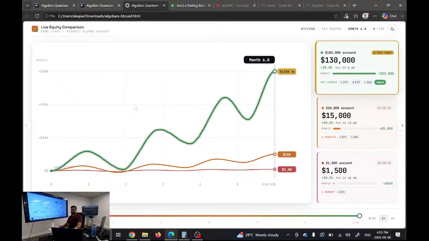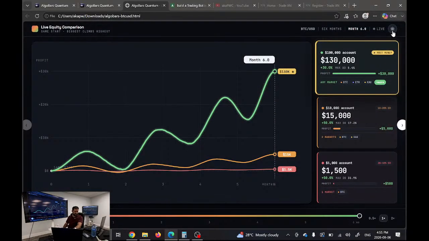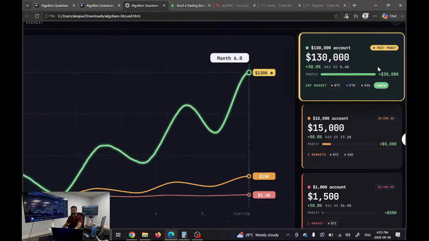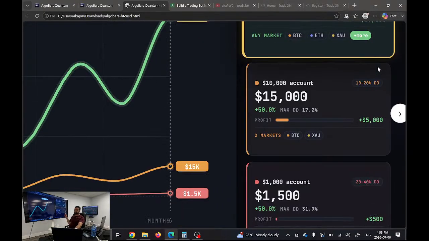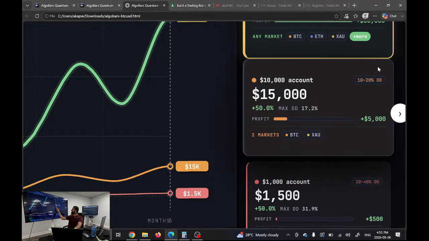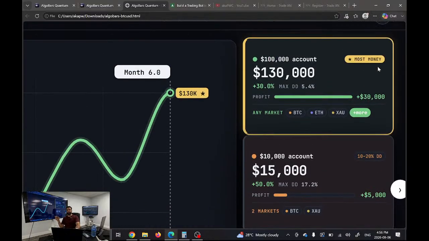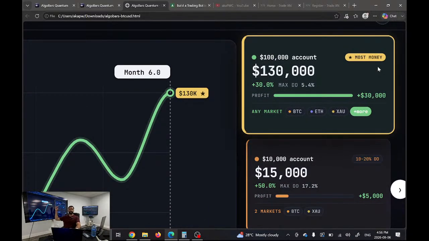Now, let me see if it's actually clearer this way. There. But if you started with a $15,000 or $10,000 account, same strategy, same risk, everything, now you've made 50%. That's $5,000 after 6 months. That's amazing. Those are high numbers, okay? Very good. But the real money is made with large account sizes.